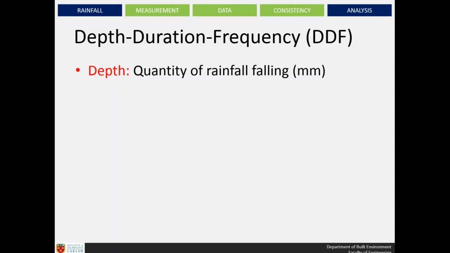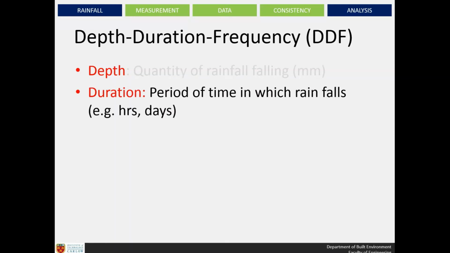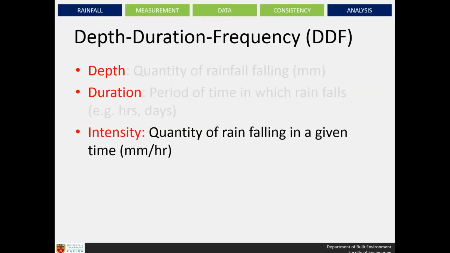Now, rainfall frequency is described using this idea of a depth duration frequency curve, or DDF curve, where rainfall depth is quantified as a function of duration for a given return period. We'll just go through the key parameters in this. First is depth, which is the amount of rainfall that falls, measured in millimeters. Next is duration, so that's the period of time over which that rain fell. So it could be over minutes, hours, or days, depending on what time scale you're interested in. Intensity, which is a combination of depth and duration, so it's depth divided by duration. So it quantifies rain falling in a given time, so it's millimeters per hour, or depth per unit time.